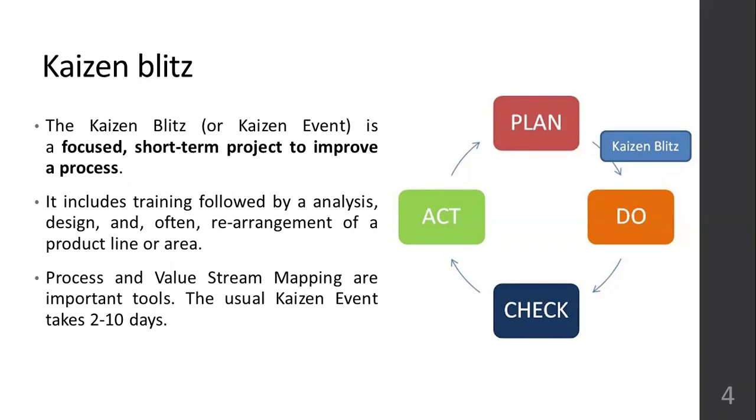The process and value stream mapping are also done here. They are the important tools here. The Kaizen event usually takes 2 to 10 days. Within 2 to 10 days, a Kaizen project has to be done. It's not a long term project, it's a very short term project. So that is Kaizen Blitz, and sometimes it is also called a Kaizen event.